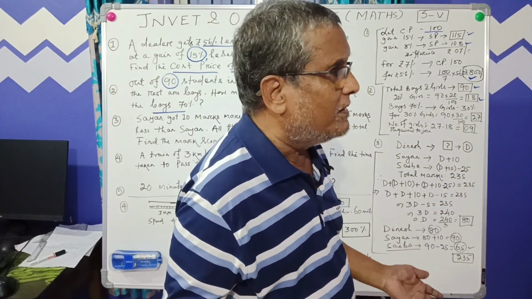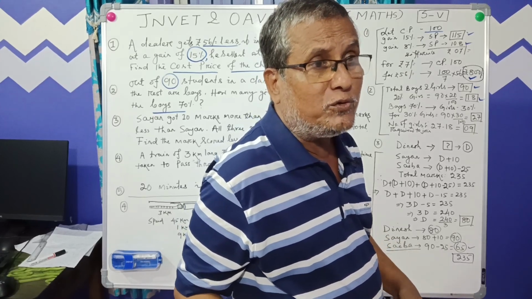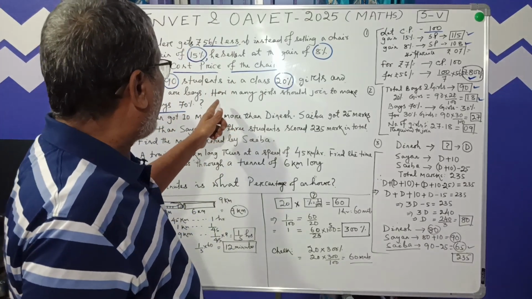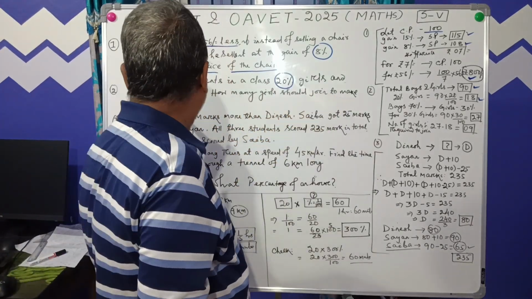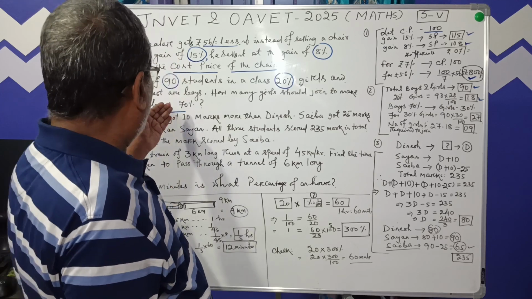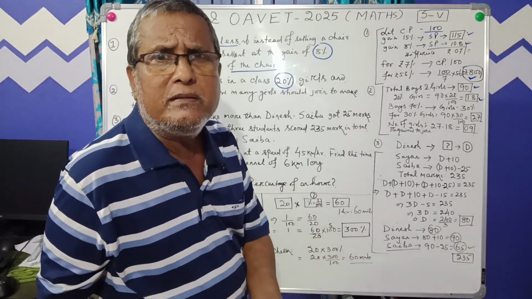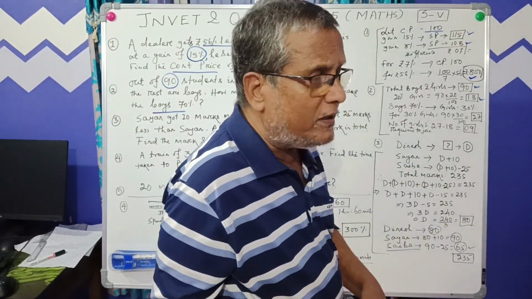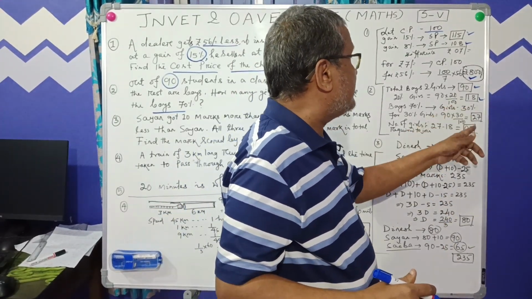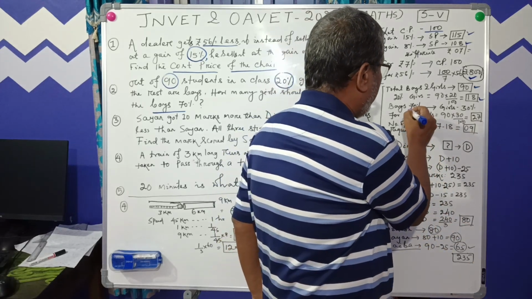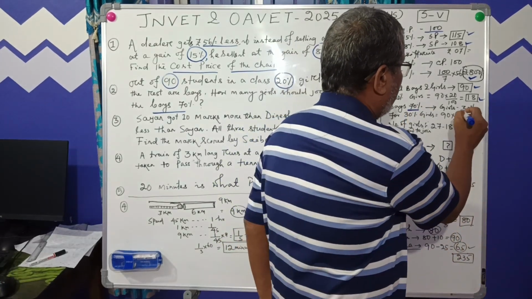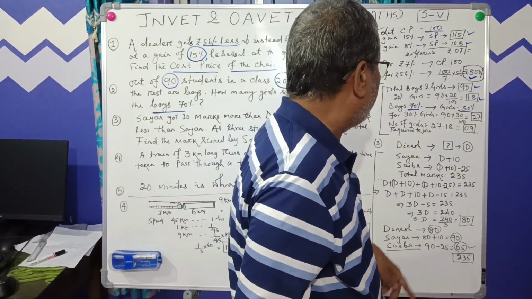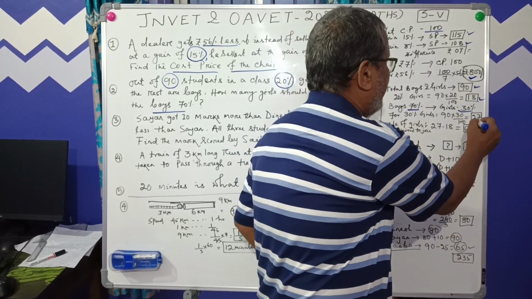No need at all. Because some students, those who are partially informed, will find out the number of boys. But the question demands how many girls should join to make the boys 70%? If the boys will be 70%, the girls will be 30%. This is the concept. So no need of calculating the number of boys. So when boys are 70%, girls will be 30%. So let's find out the number of girls for 30%. For 30% girls is 27.